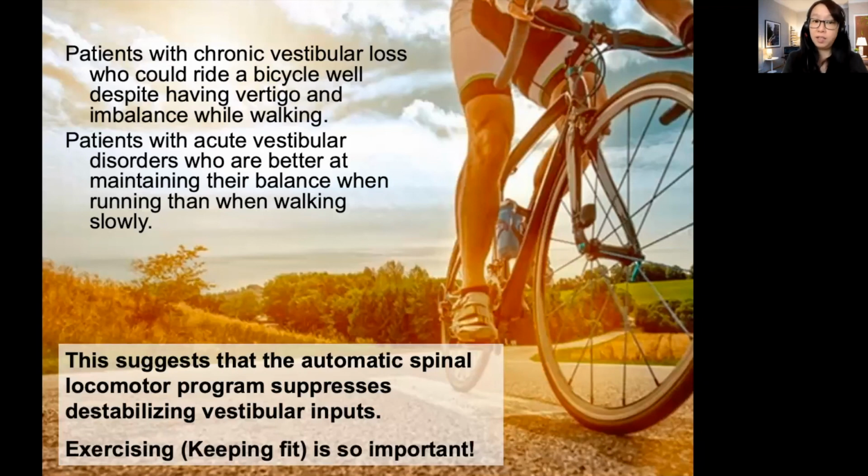So it has been shown that patients with chronic vestibular loss could still ride a bicycle well, despite having vertigo and imbalance while walking. Or patients who have acute vestibular disorders are better at maintaining their balance when running than when walking slowly. This suggests that automatic spinal locomotor program suppresses the destabilizing vestibular inputs. All right. So meaning if they are naturally fit beforehand, or they start exercising after that and keep themselves fit, you have your muscle memory to keep you going, keep you balanced.